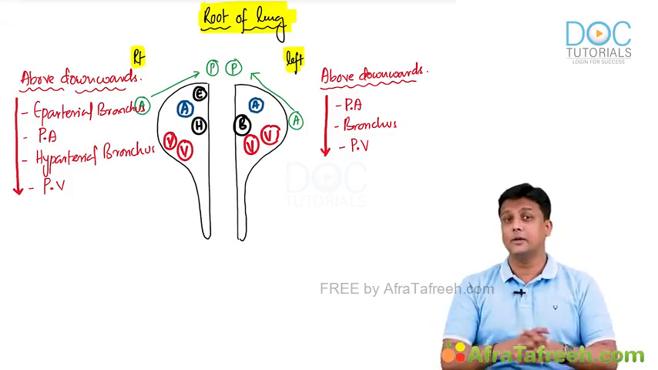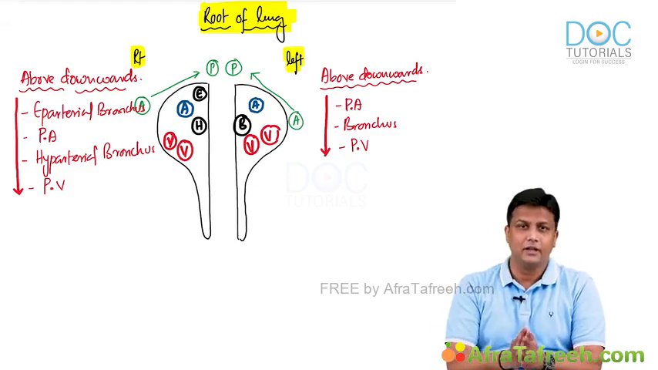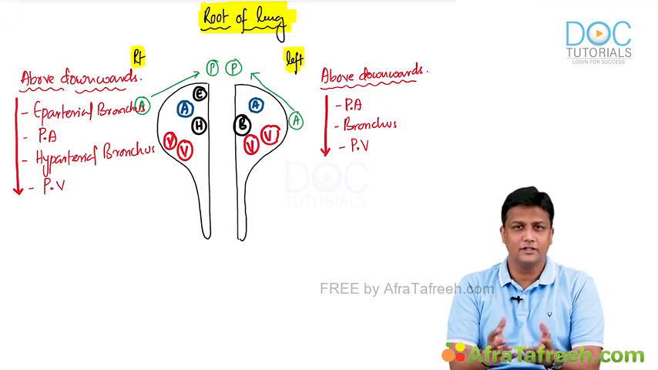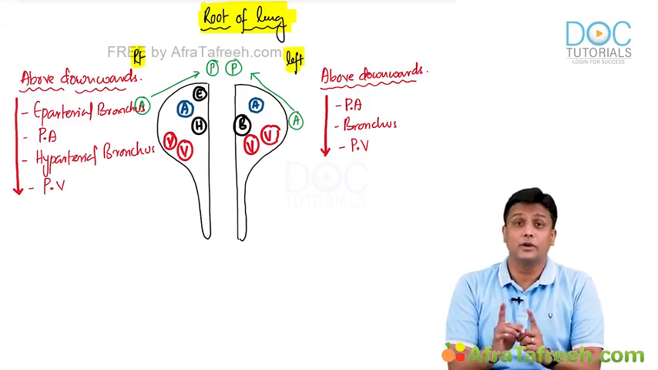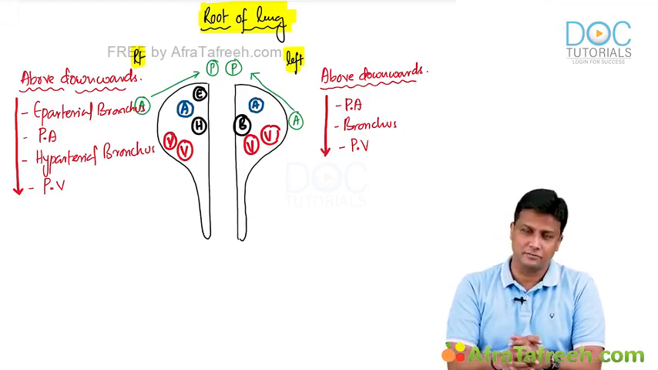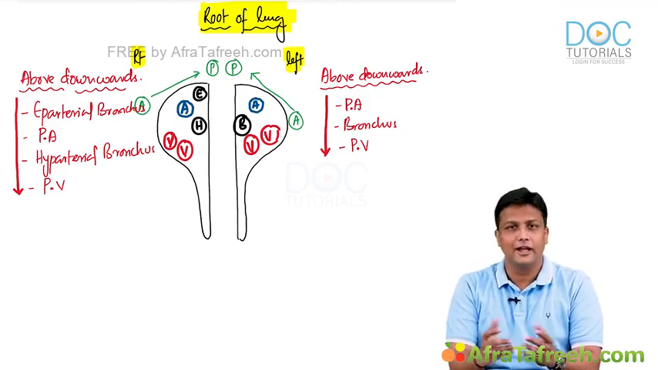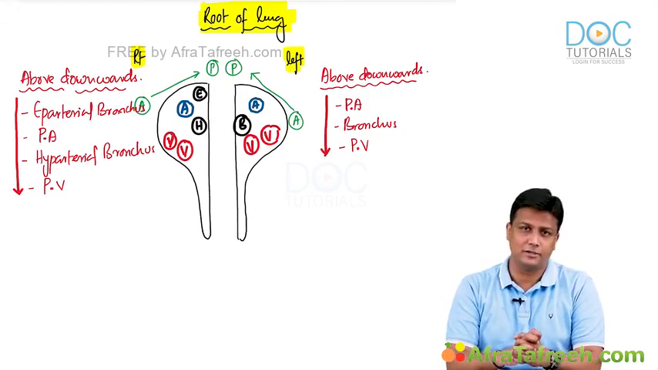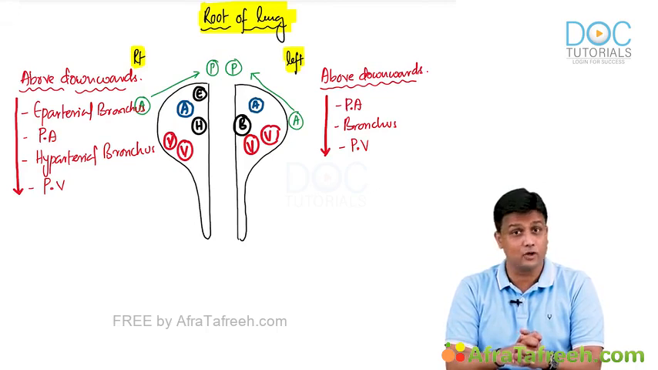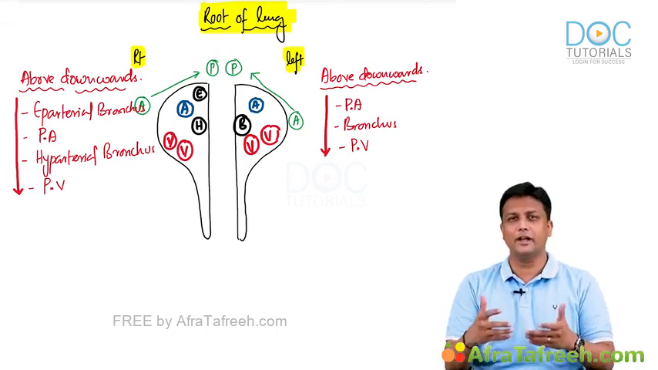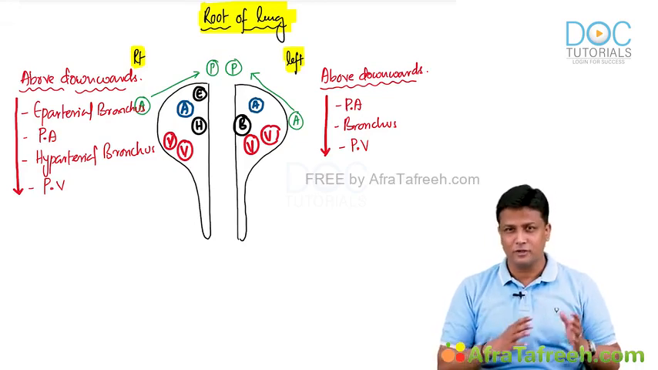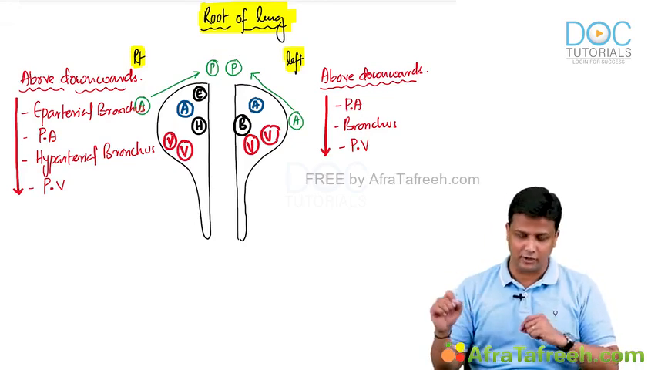Or otherwise, nowadays in the INI CET exam, they have started with the latest trend questions, and in those questions they're even asking you about the sequential arrangement of the structures. They might give you all the structures arranged in sequence from above downwards. So these kinds of questions are possible in this topic, and you have to be very careful. Don't directly jump into the root of the lung and study it. Try to build a proper concept starting from the tracheobronchial tree.